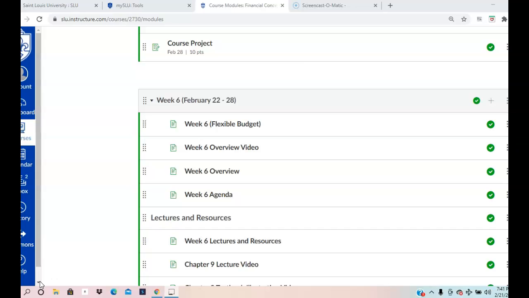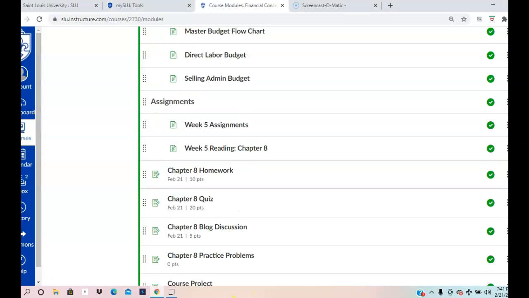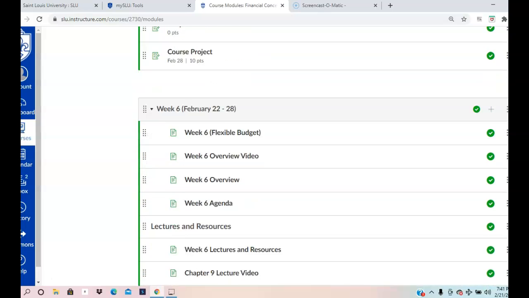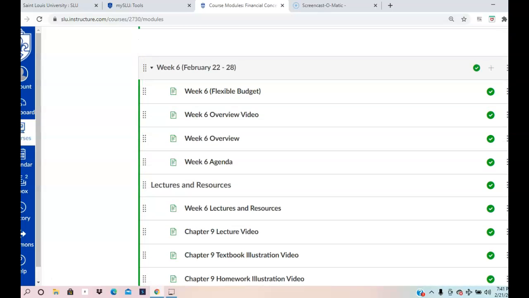So in week six, we cover what's known as a flexible budget. Now, if you recall, back in week five, we covered what was known as a master budget, okay? And so the master budget, what we call a static budget, meaning that those numbers are set for the accounting period. But with a flexible budget, we're going to do a comparison. We're able to actually change the numbers based upon what we expect to take place for the upcoming accounting period.